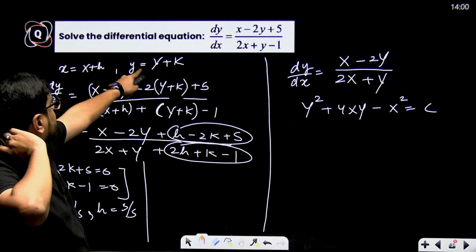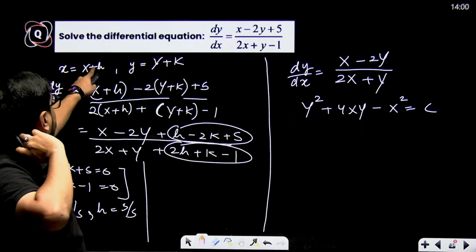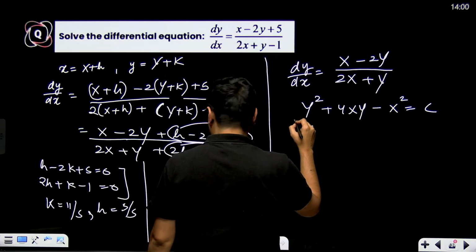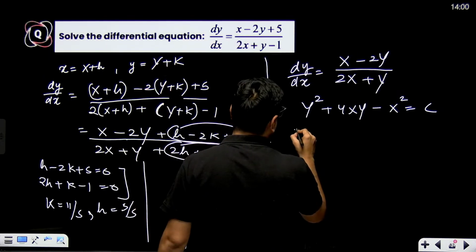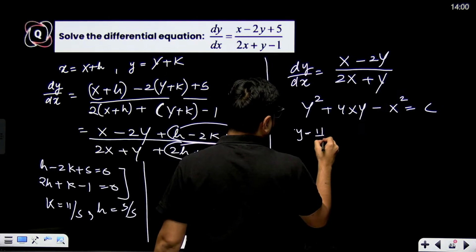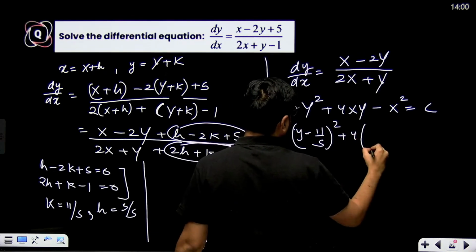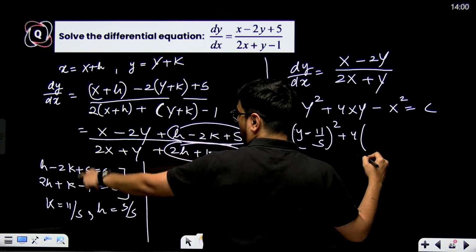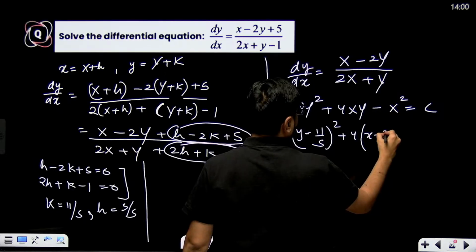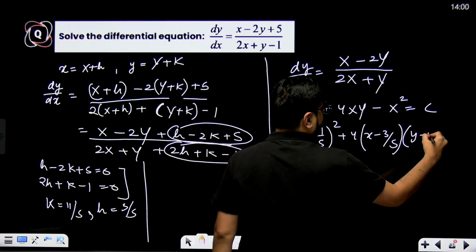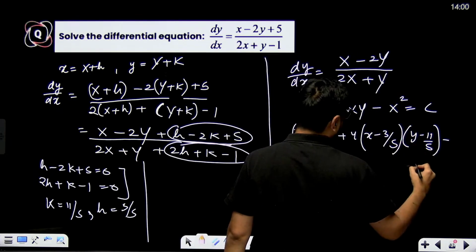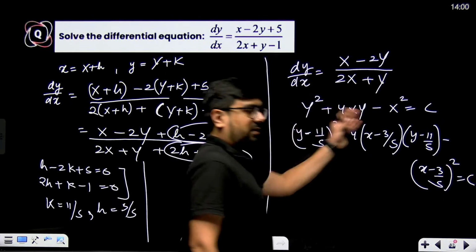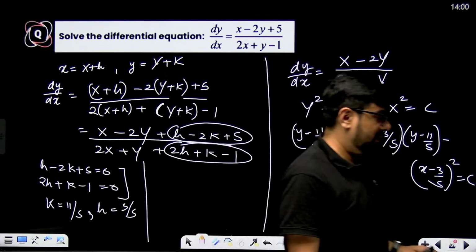Here just substitute back the things again. Your capital Y was y minus k, right? Capital X was x minus h. So instead of Y we'll put small y minus 11 by 5 whole square, plus 4 into X, capital X was small x minus 3 by 5, again y minus 11 by 5, minus x minus 3 by 5 whole square, equal to c. This will be your final solution. Substitute back the things again over here.